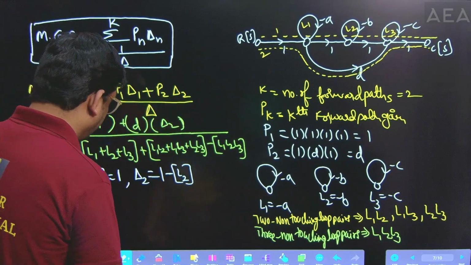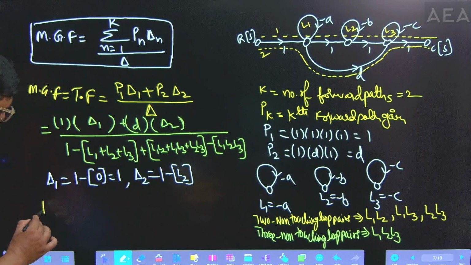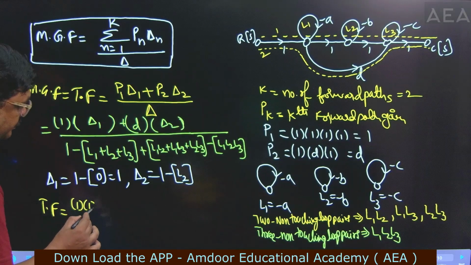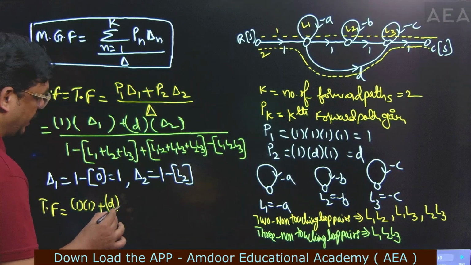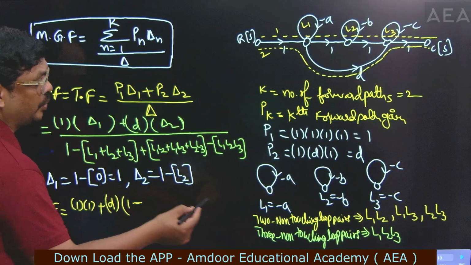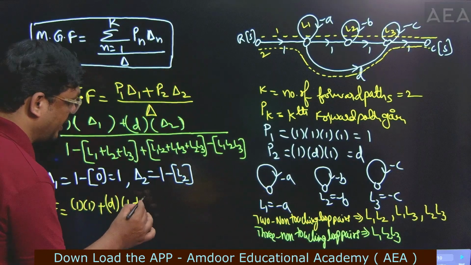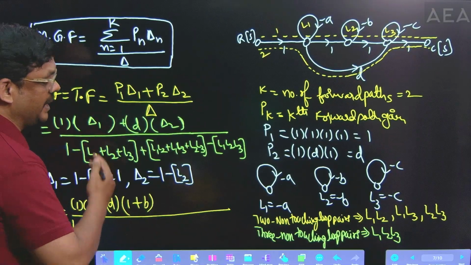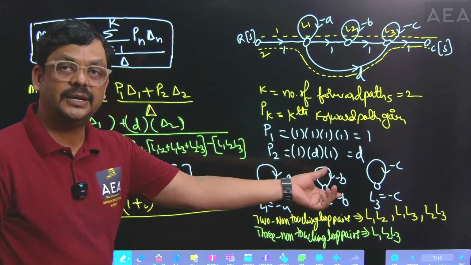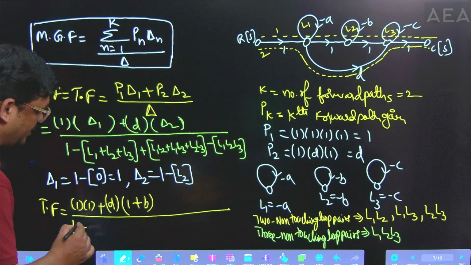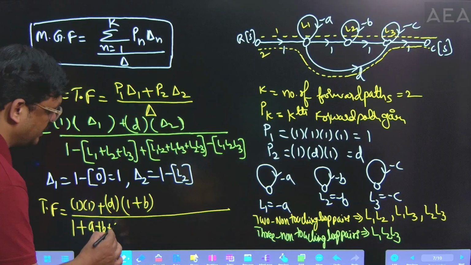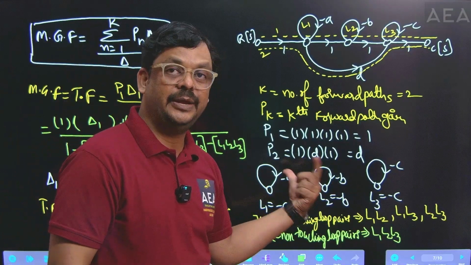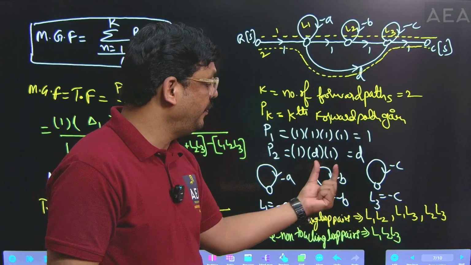Then substitute all this within this formula, then you will get the complete transfer function. First of all, I'm writing P1 is 1 and delta 1 is also 1. So 1 into 1 plus P2 is D and delta 2 is 1 minus L2. What is the gain of the L2? Minus B. Substitute here, then it becomes plus B, divided by 1 minus the individual loop gains L1 plus L2 plus L3. Each has a negative gain, so minus A minus B. So minus into minus becomes plus A plus B plus C, plus the two non-touching loop gains: L1 L2 product of these two, and L1 L3 product of L1 gain and L3 gain, and product of L2 and L3 gain.